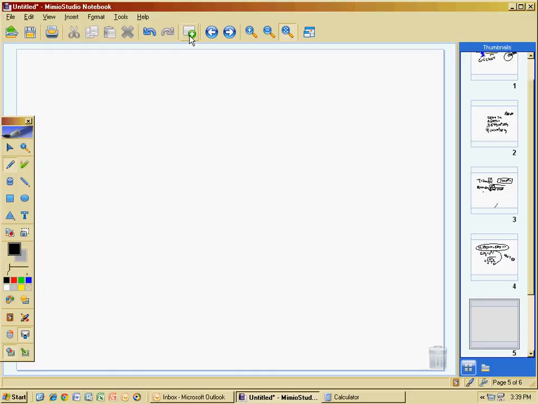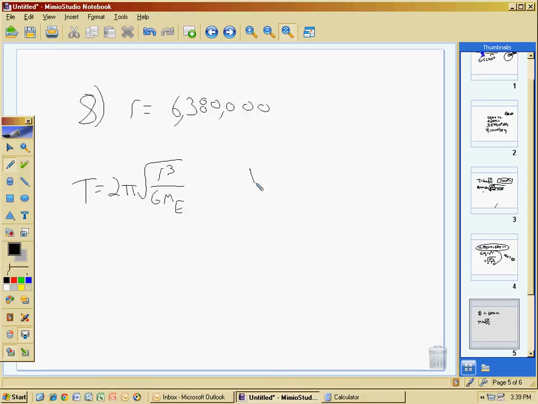Next, number 8. Hubble telescope orbits Earth 596,000 meters above the surface of the Earth. What's its period and its tangential velocity? Again, in this case, r is going to equal 6,380,000. So you're going to use both equations. First, you're going to start off here for its orbital period, and then you're going to shift on over into this for its orbital velocity.